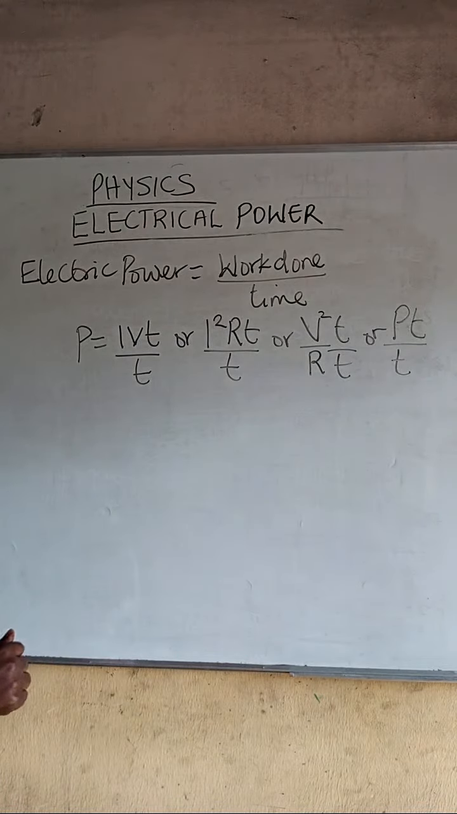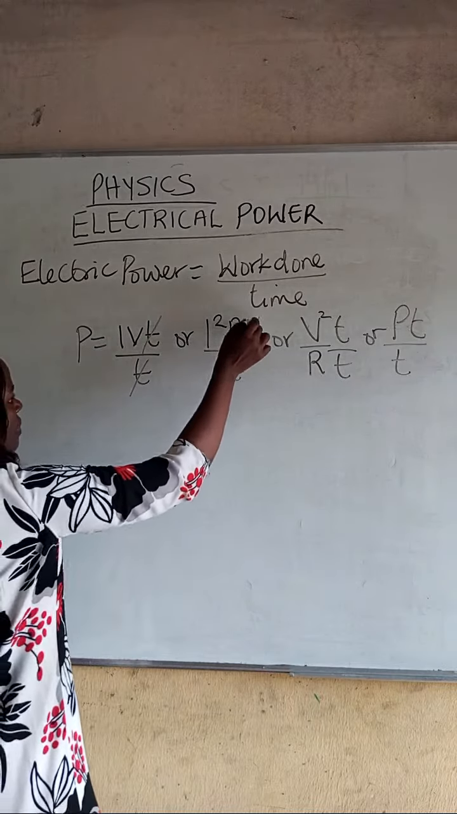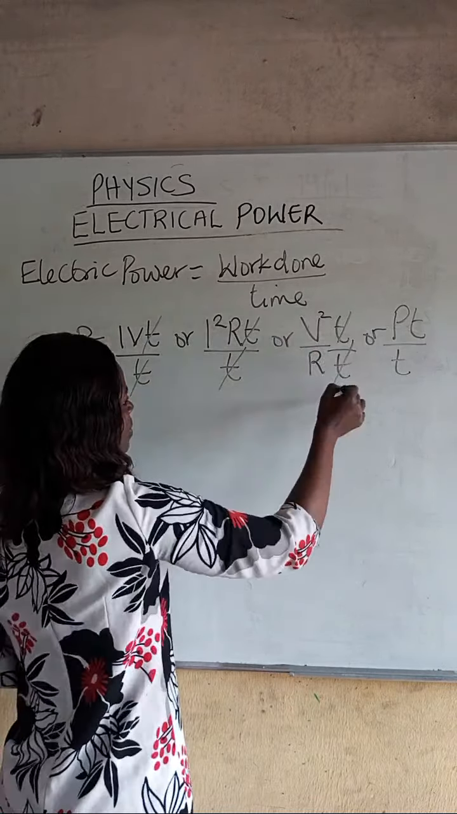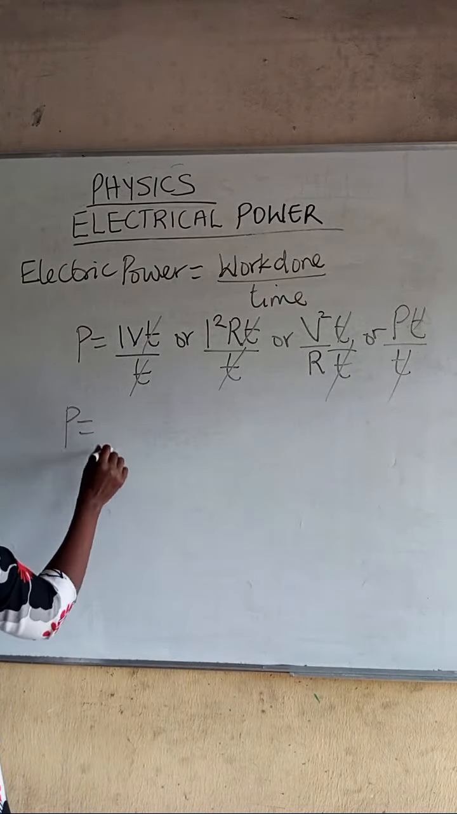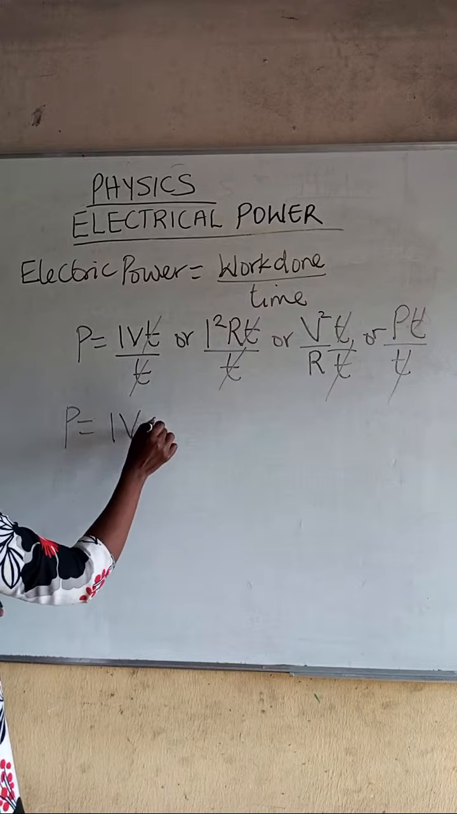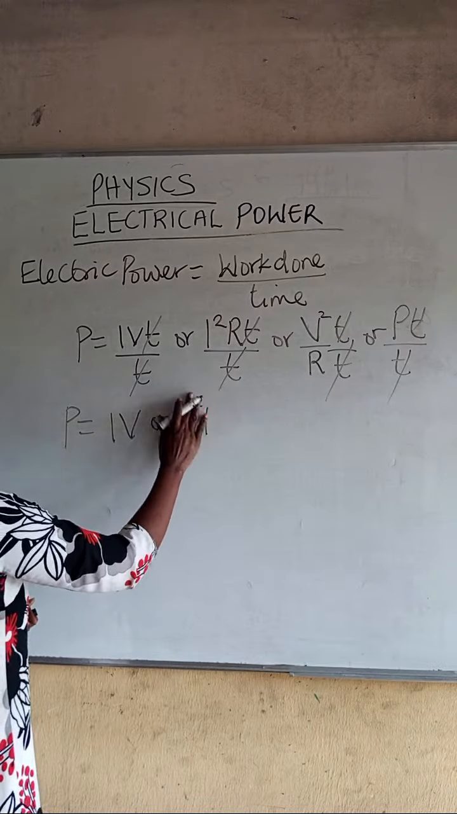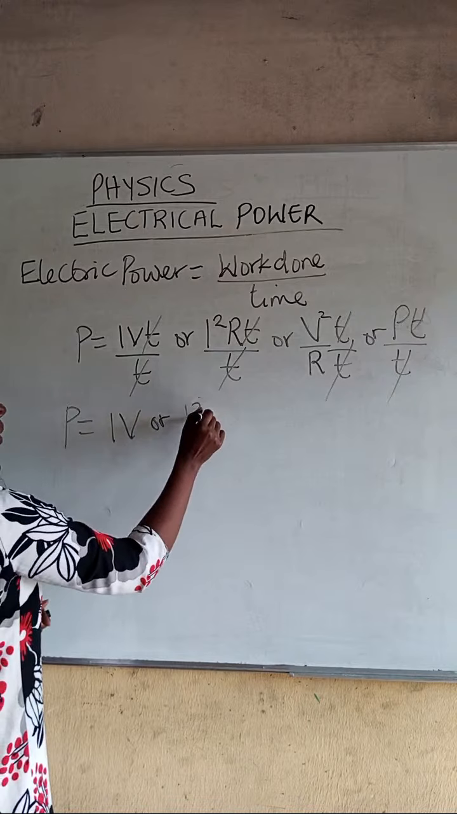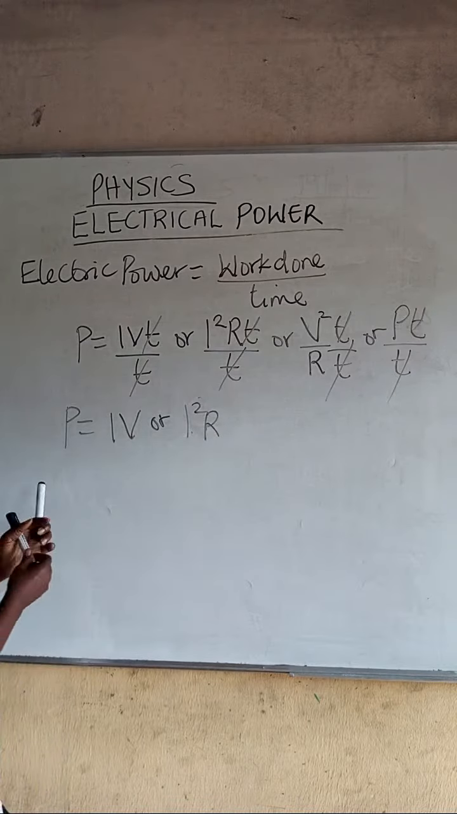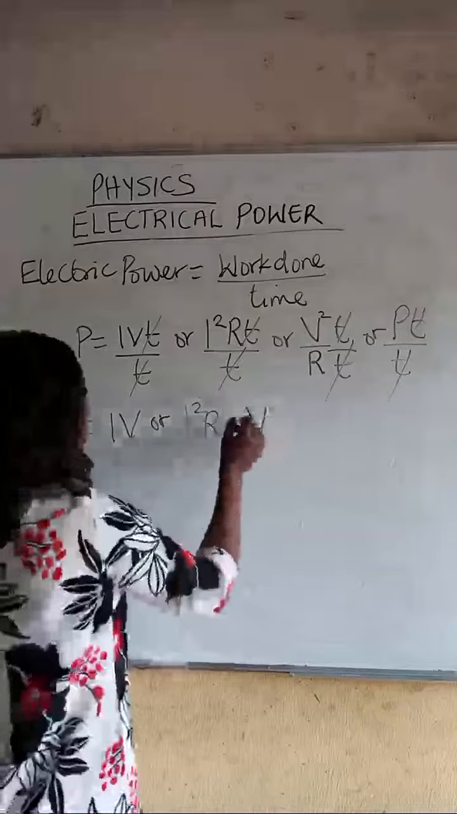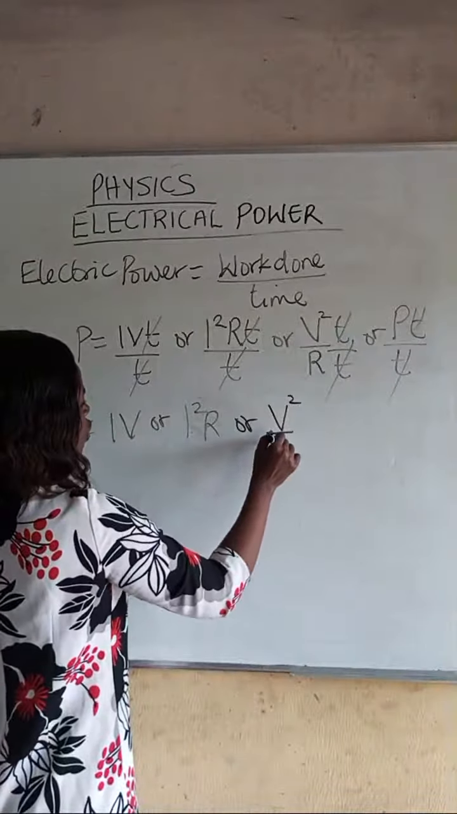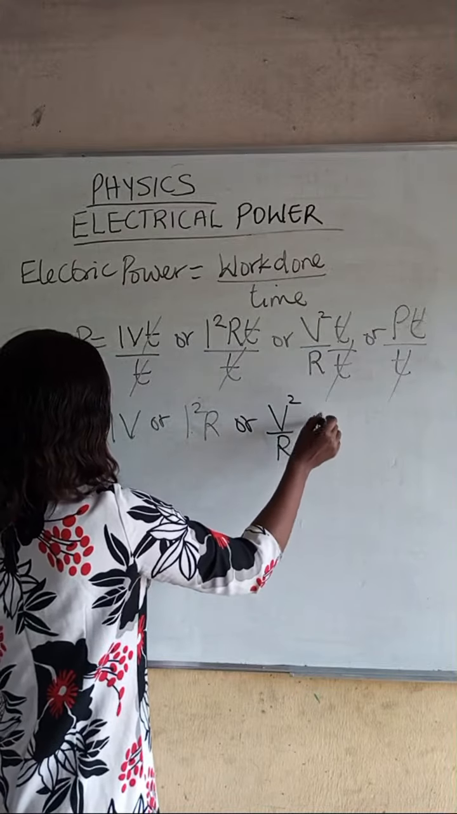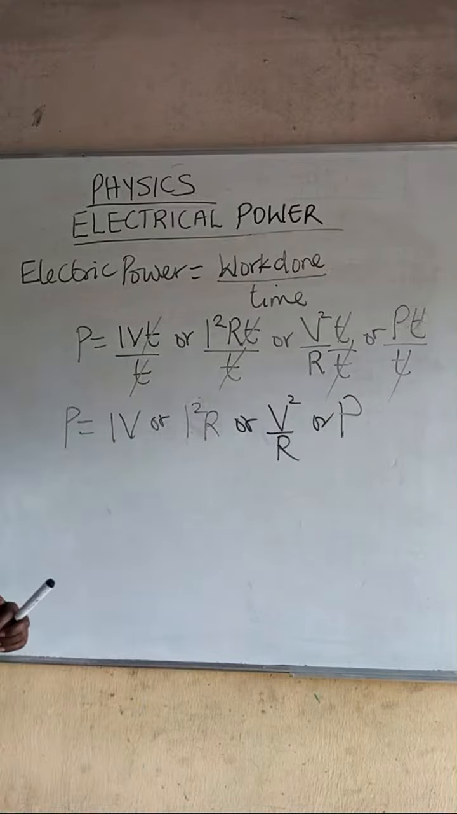By the time this cancels all, time cancels time, so the formula for power becomes IV, or I squared R, or V squared over R, or P. Right?